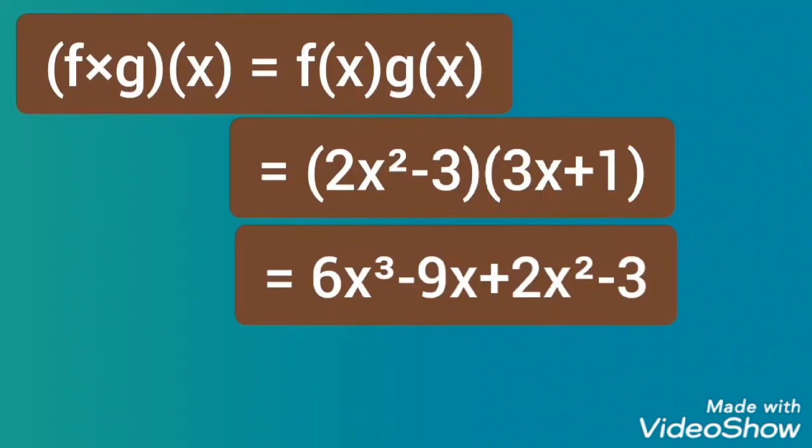And then 2x squared times 1 is 2x squared. And then 2x squared times 3x, that will become 6x cubed. So let us add them all. We have here 6x cubed plus 2x squared minus 9x minus 3. So that is our final answer for the product.